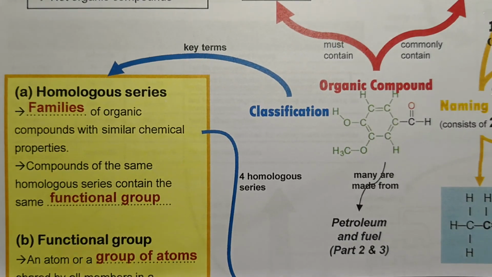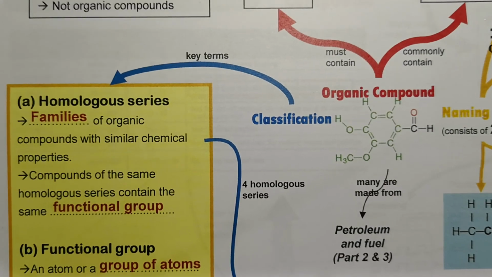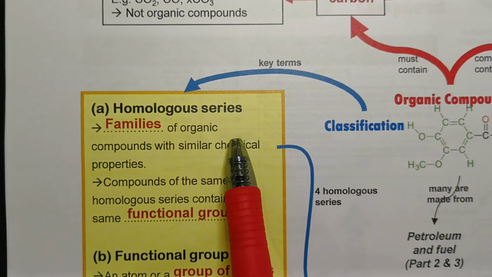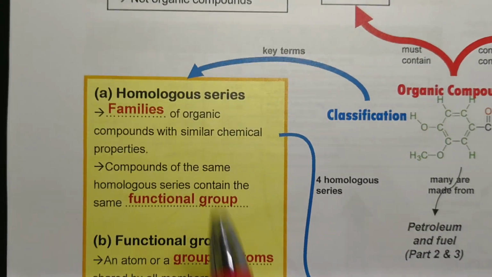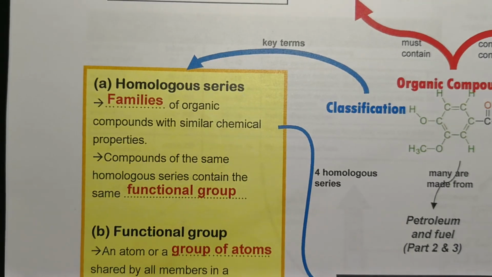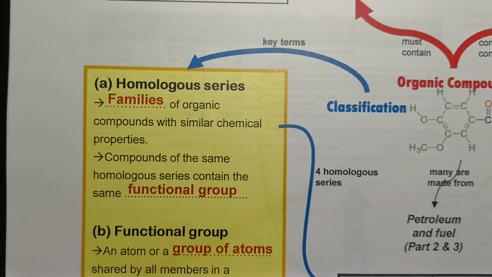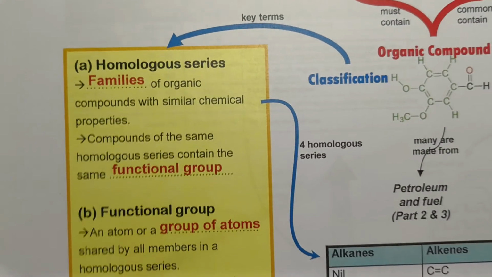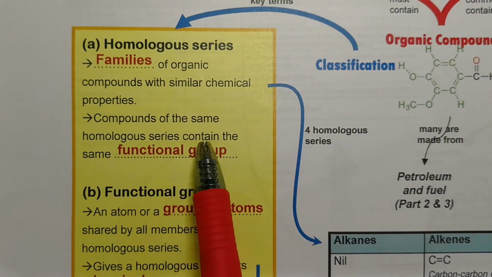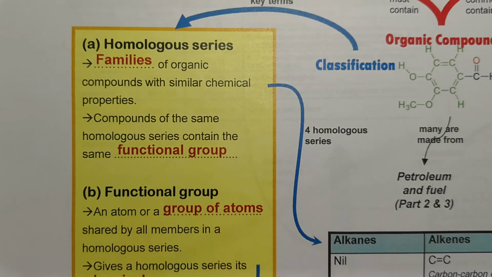Now, classification of organic compounds. There are many types of organic compound. First thing you need to know is the term homologous series. Homologous series basically means families of organic compounds with similar chemical properties. And compounds of the same homologous series contain the same functional group.